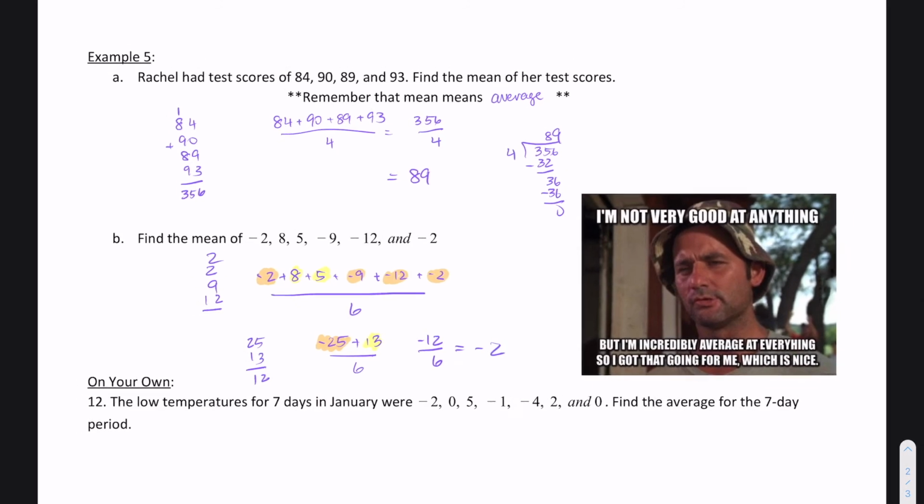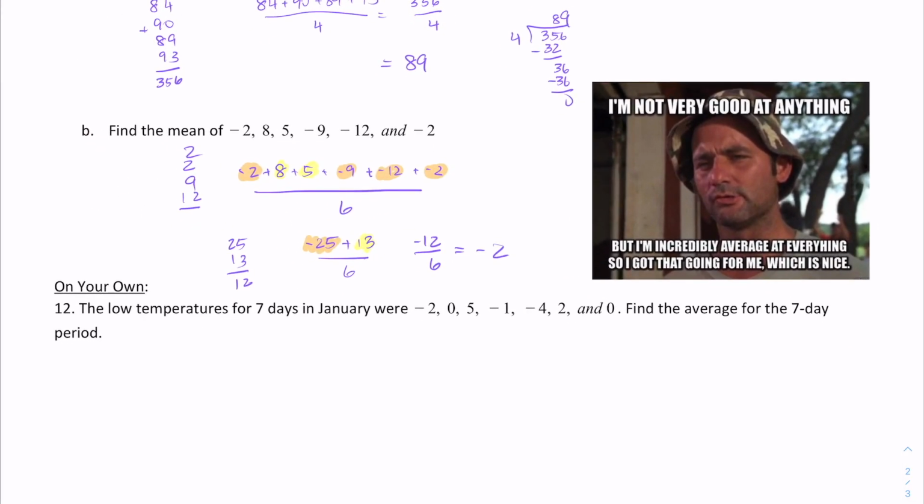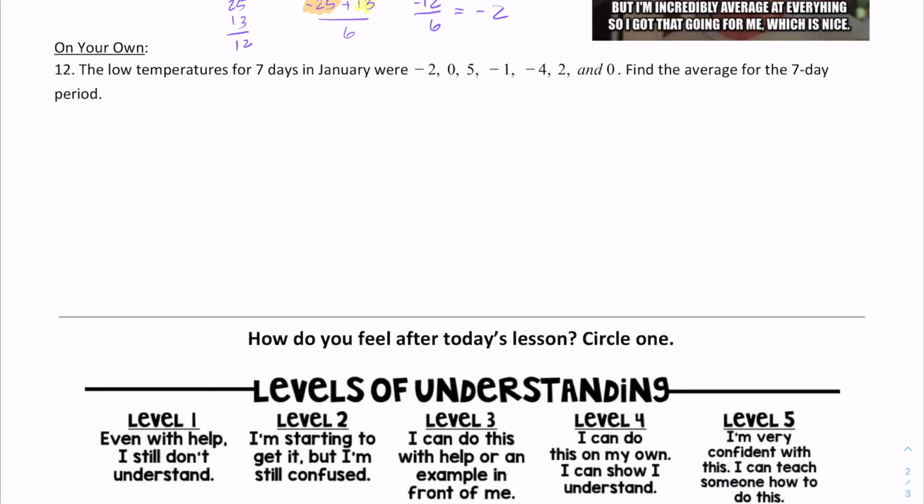Why don't you try number 12 on your own? Find the average of those 7 days, and then reflect on how you feel after today's lesson. If you have any questions on this, please make sure you ask during the breakout activity today.